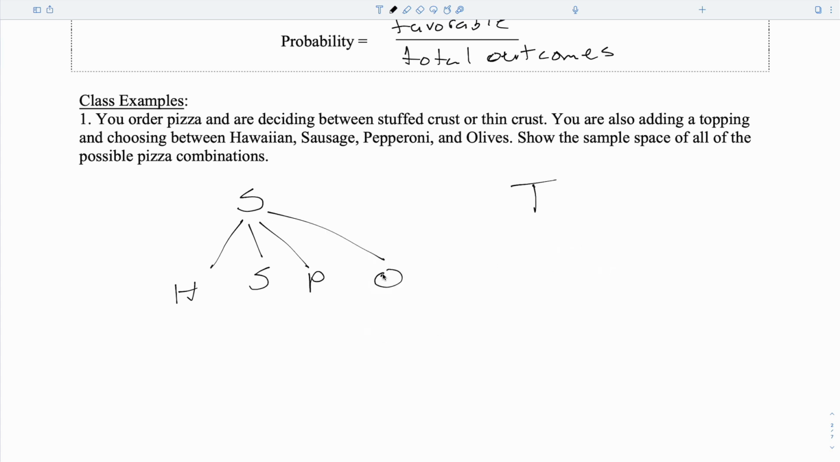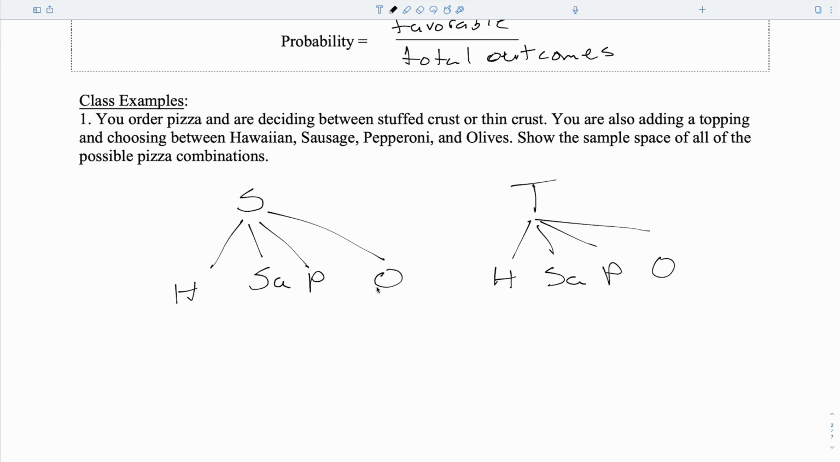Gross. So your options are a stuffed crust with Hawaiian, stuffed with sausage. Let's make it SA so we're not confusing the two. You can have stuffed with pepperoni or stuffed with olives. But there's another option for you, Brayden. You could get thin crust. Gross. You could have thin with Hawaiian. You could have thin with sausage. You could have thin with pepperoni. You could have thin with olives.